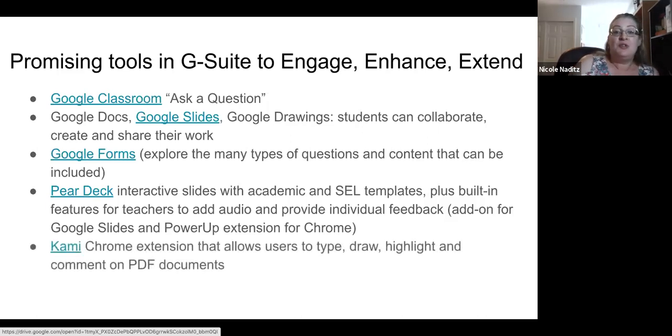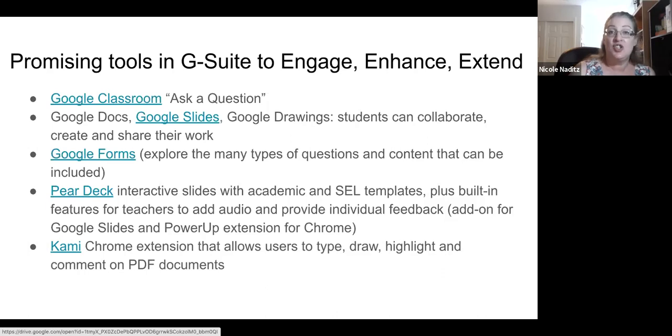Cami, some of you have used. It's a Chrome extension that allows your users to type, draw, highlight, and comment on PDF documents. It also provides supports. Remember, we talked about how we want technology tools that will help motivate students to start learning and maintain their learning, and tools that provide scaffolds.